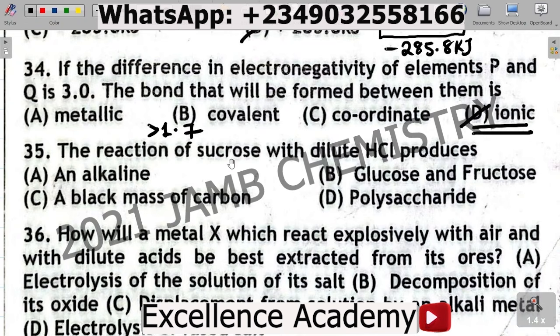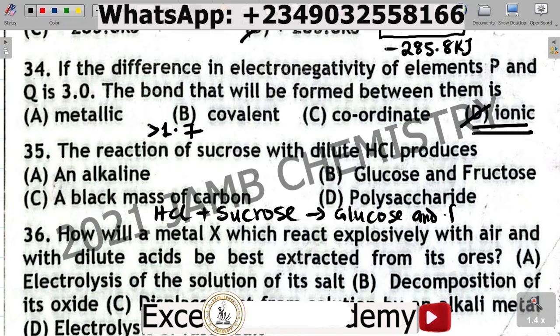35. The reaction of sucrose with dilute hydrochloric acid produces A. An alkaline, B. Glucose and fructose, C. A black mass of carbon, D. Polysaccharide. Now for this question, you want to note that acid, that's HCl, plus sucrose would lead to the formation of glucose and fructose. So it gives you glucose and fructose.